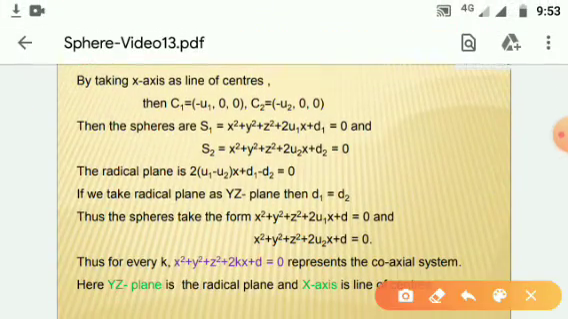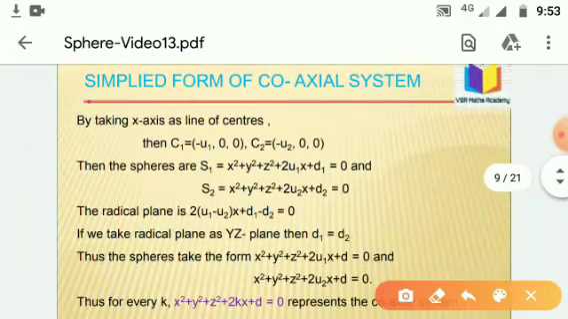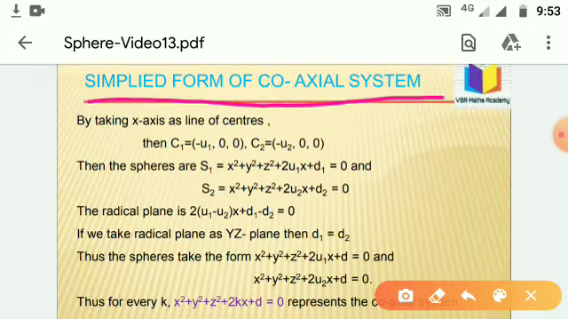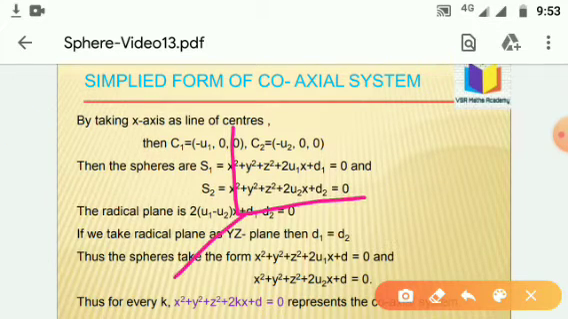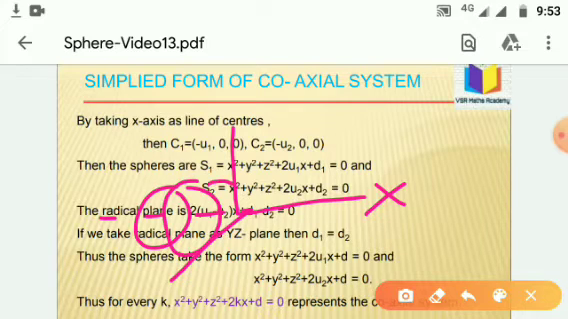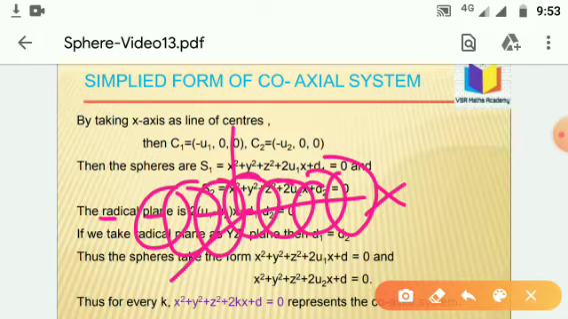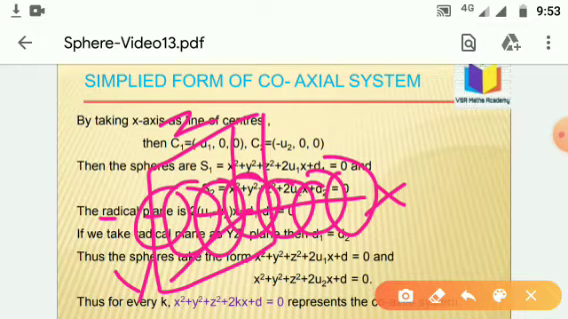Simplified form of coaxial system. So, without loss of generality, you can take the line of centers as x-axis. You can see like this. This is the line of centers as x-axis, and this is the negative x-axis. You can take a coaxial system like this. Line of centers is x-axis, and you can take the yz plane, because this is the y-axis and this is the z-axis. You can take the yz plane as the radical plane.